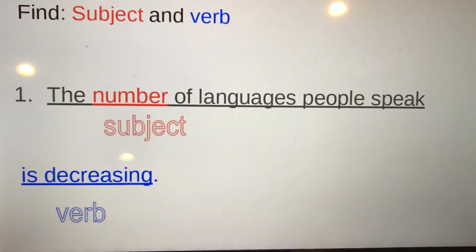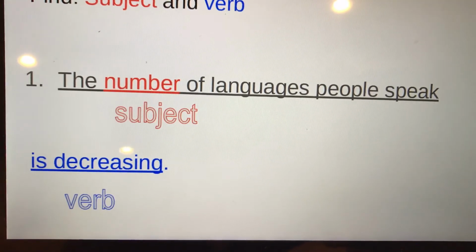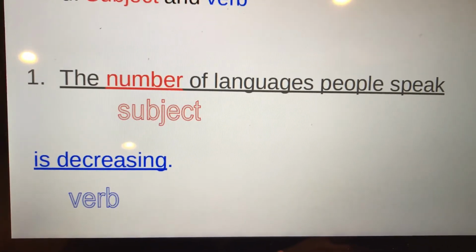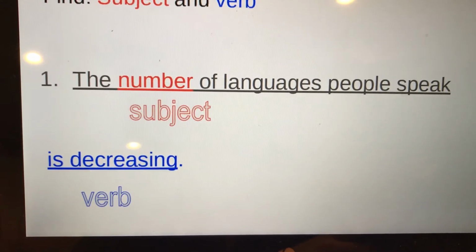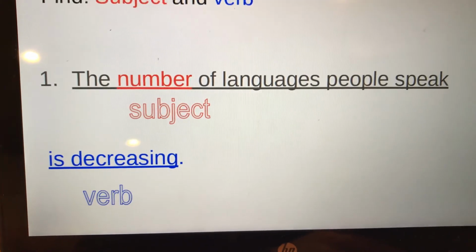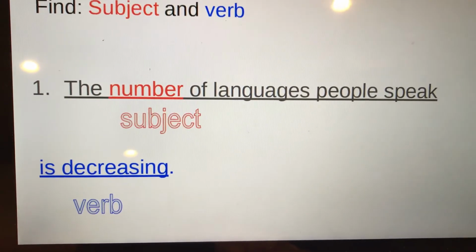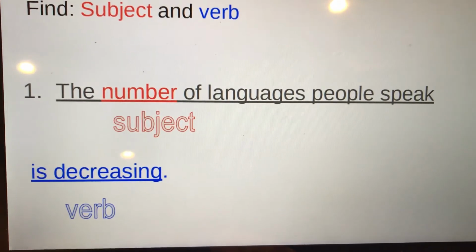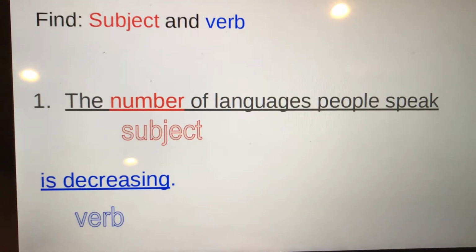So the subject is actually number. The number, what kind of number? The number of languages people speak. That's a prepositional phrase. So the number is doing what? Is decreasing. That is my verb. So is this a sentence? Yes, it is a sentence. It's also a clause. It has a subject and a verb and expresses a complete idea.